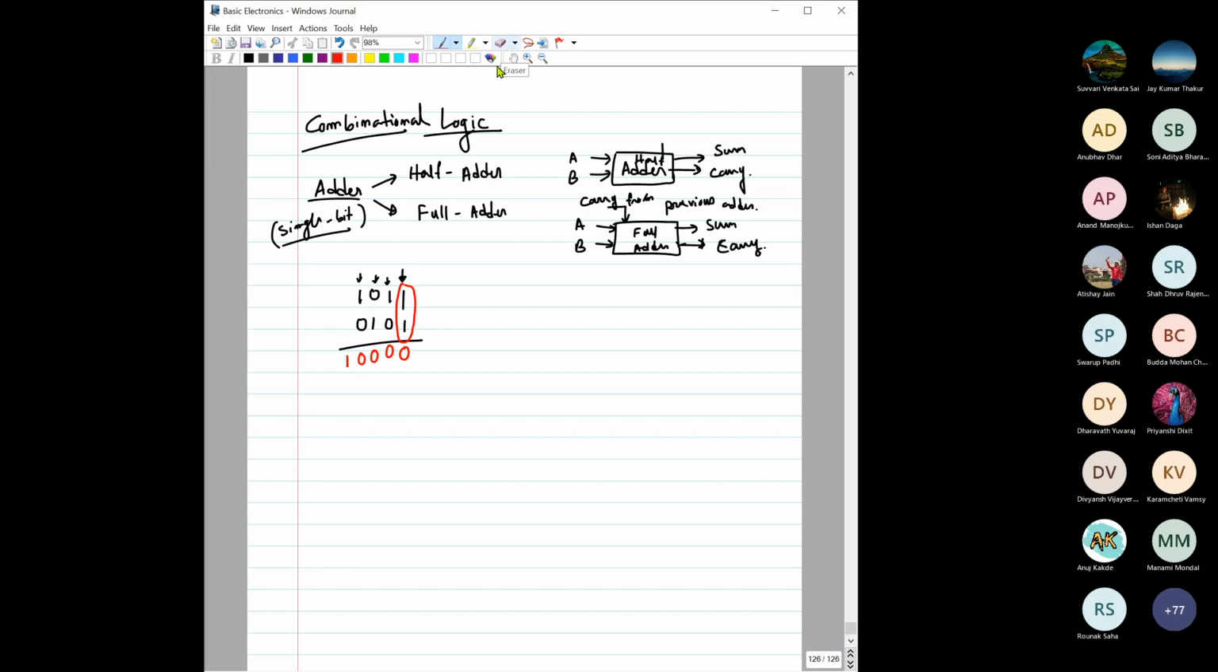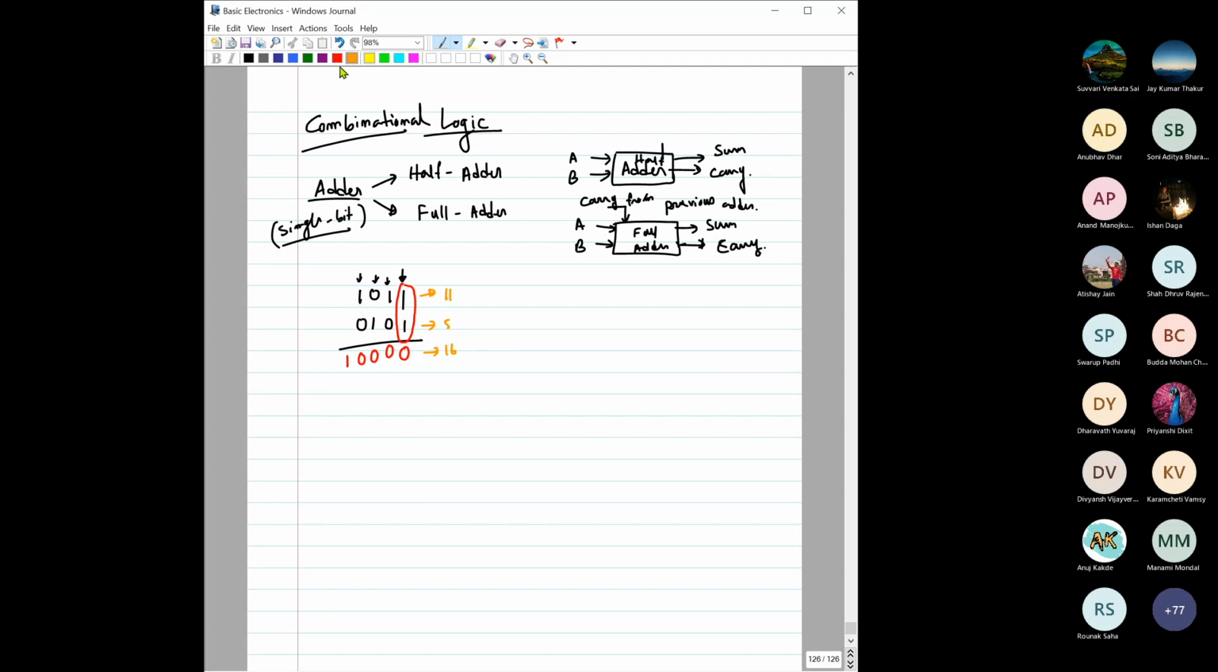Now could you please check what is the equivalent of the first number? 11. Is it 11? Yes, 8 and 3 is 11. What is the equivalent of this? 5. And what is the equivalent of this? 16. So is it matching? Yes, sir. It is matching, right?